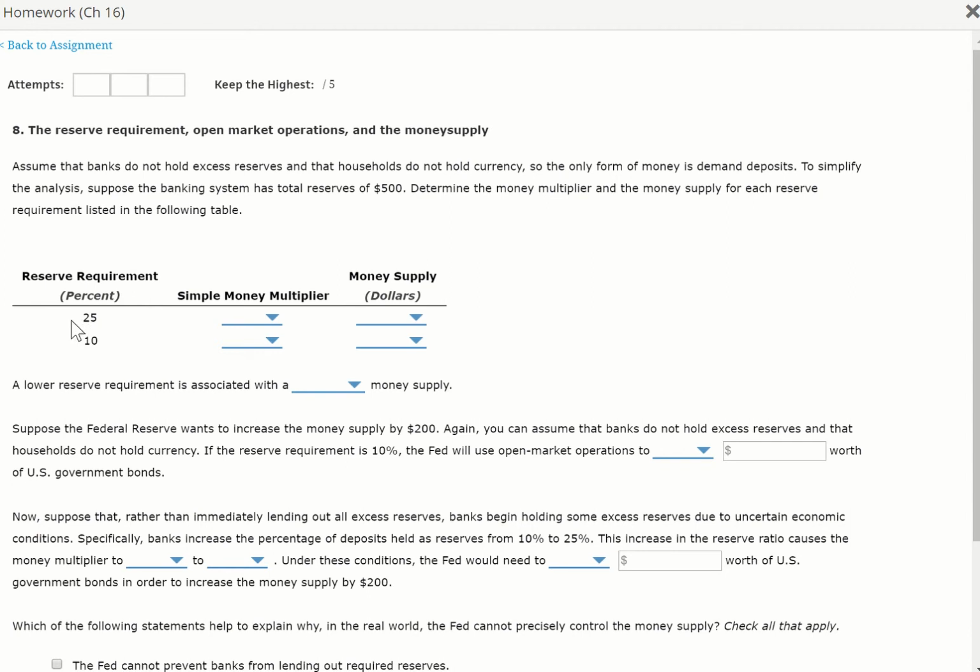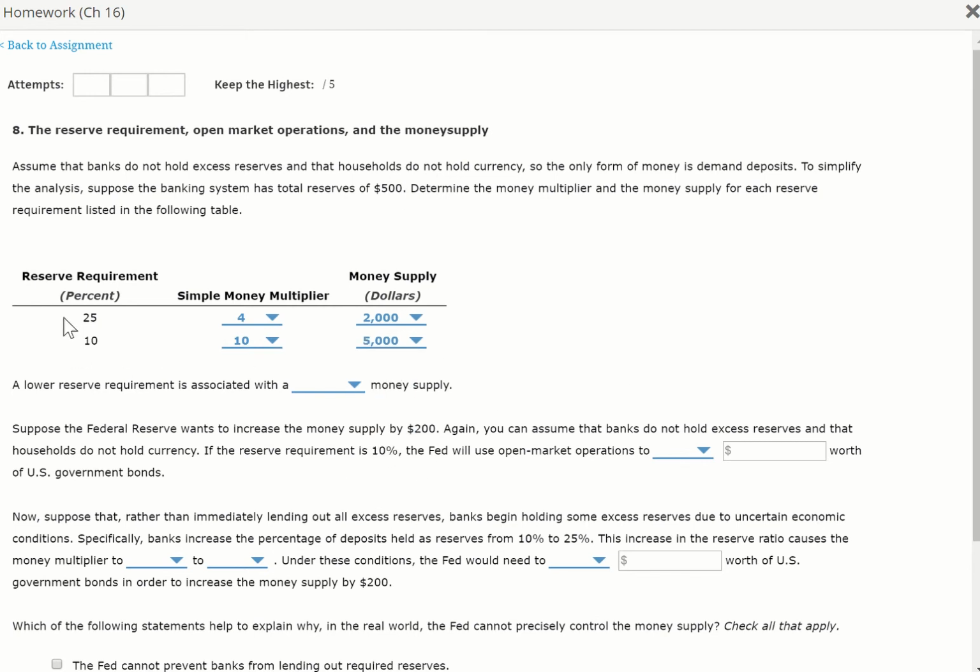When the required reserve ratio is 25%, 1 divided by 25%, then the money multiplier should be 4. So if your total reserve is $500 times 4, that'll be a $2,000 money supply. And then if your reserve requirement is 10%, the reciprocal of 10%, which is 1 divided by 10%, is 10. So 10 times 500, that should be a $5,000 money supply.